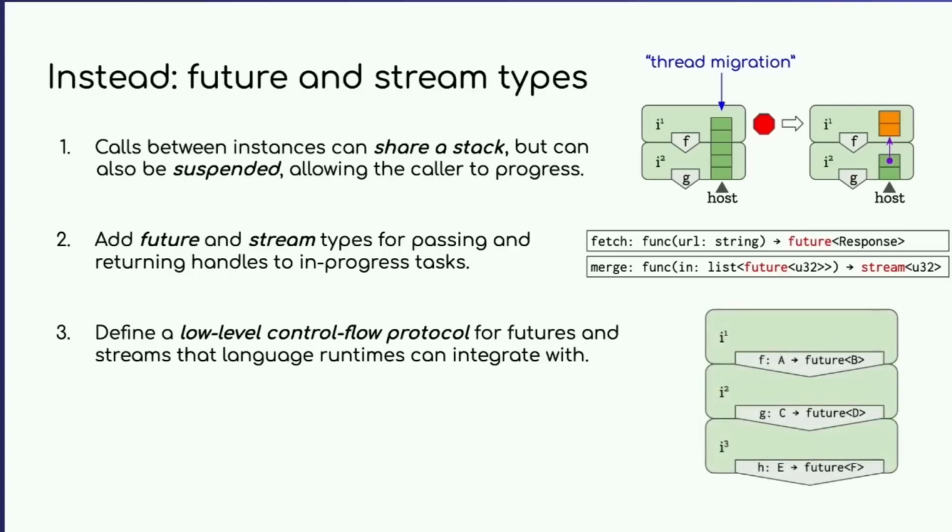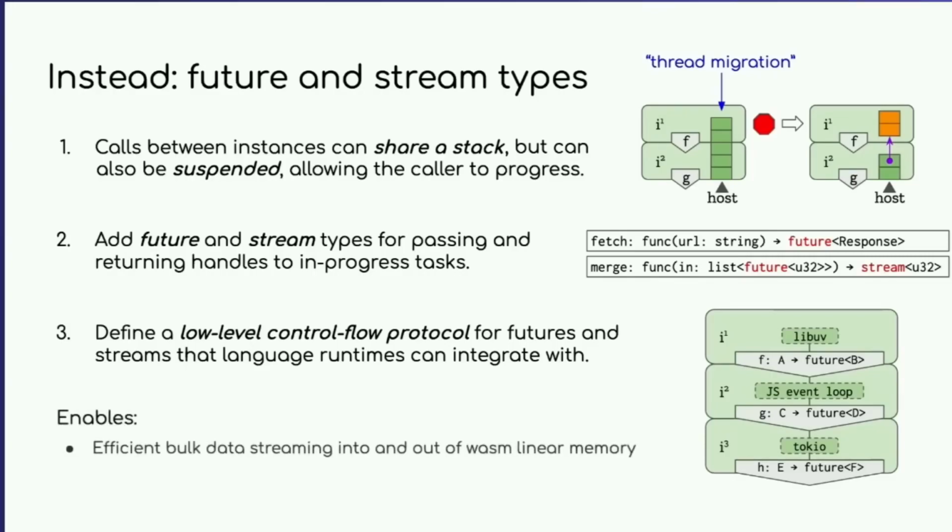So that if I have 3 different instances linked together, compiled from 3 different languages, they can have their 3 separate async runtimes compiled inside of them, and they work together because they're all speaking the same low-level control flow protocol, with the async runtimes integrating kind of like they integrate with an operating system.